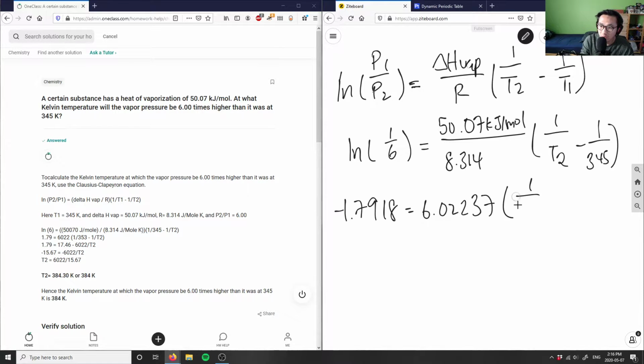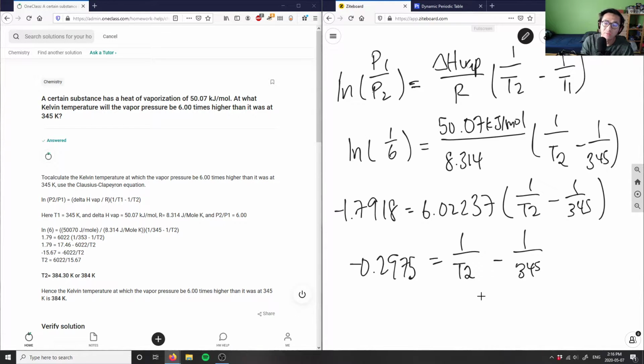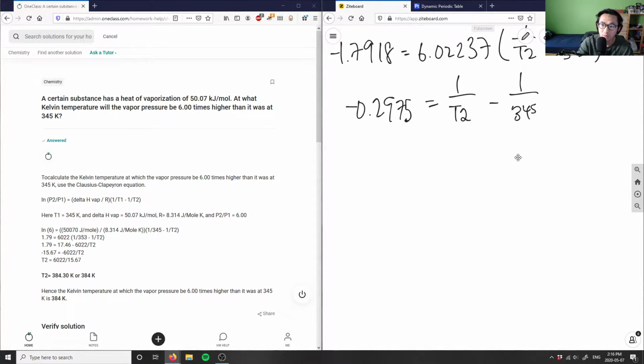6.02237 times 1 over T2 minus 1 over 345. I'm going to divide both sides by 6.02237 to get that to the other side. I'm getting a value of negative 0.2975, which will equal 1 over T2 minus 1 over 345. Then I'm going to add 1 over 345 to both sides, and I'm going to get negative 0.2946463, which would equal 1 over T2 here.